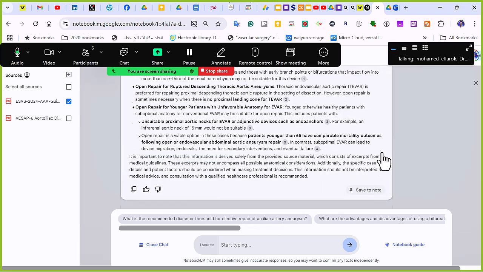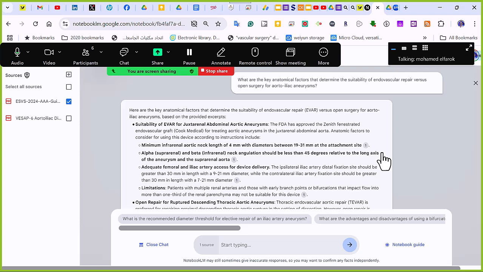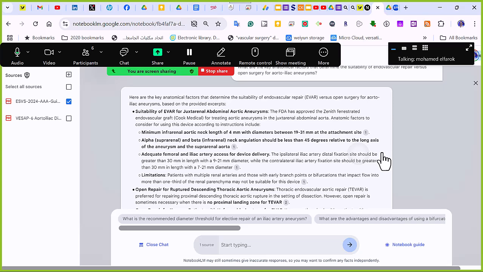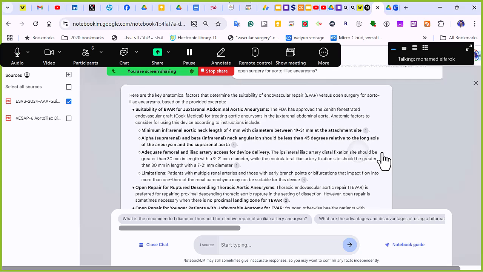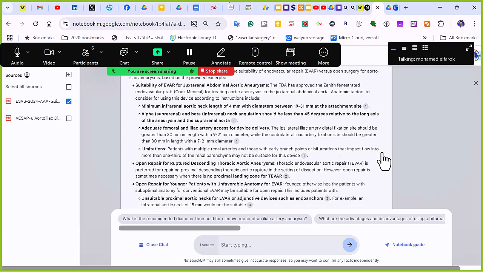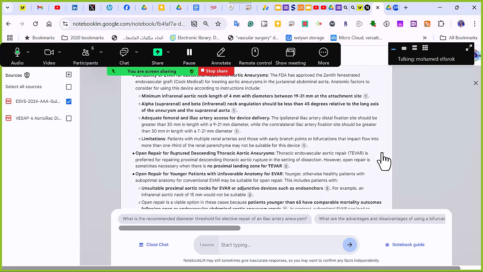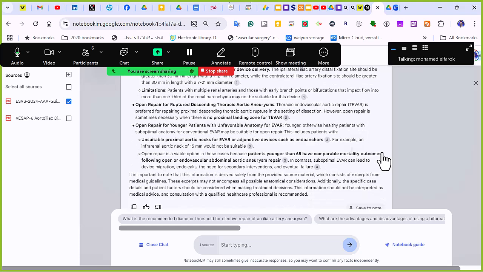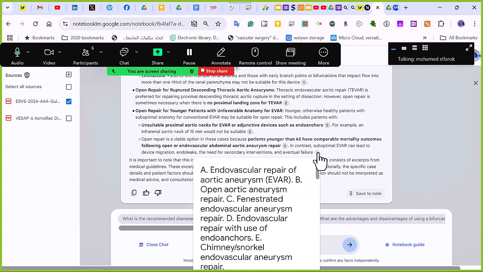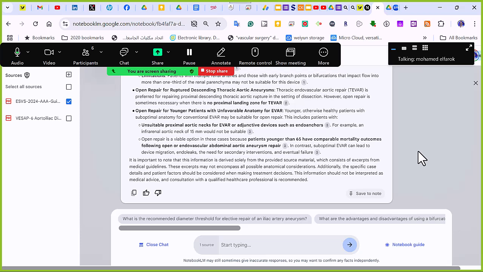So here is the answer. The anatomical factors: suitability for EVAR, juxtarenal abdominal aortic aneurysm, minimal infrarenal neck length, alpha angle and beta angle. It's a beautiful answer. You can't get better than this. And when you ask him where he got this information, he will tell you, I got it from here. It makes a reference as well. This program, I am amazed that it is free, but it is free.